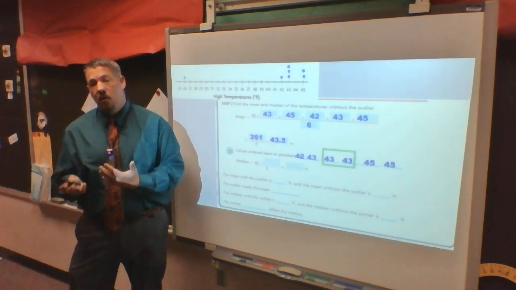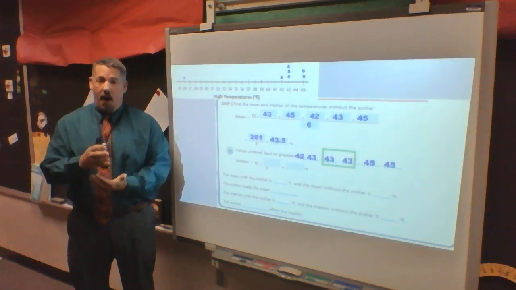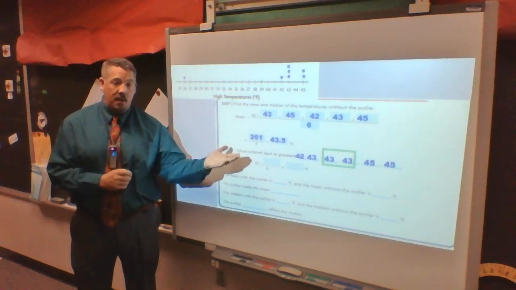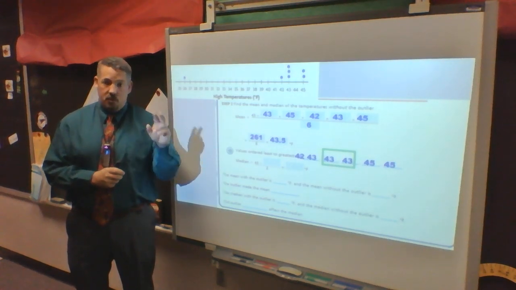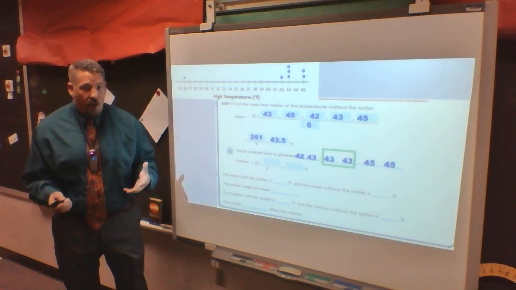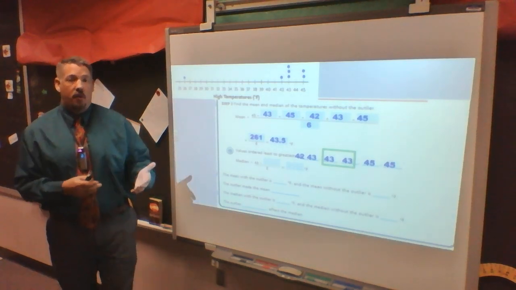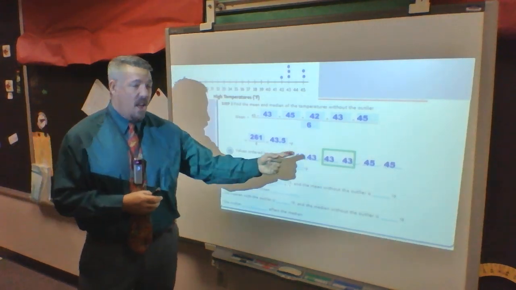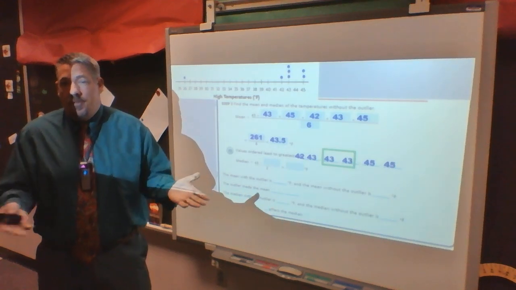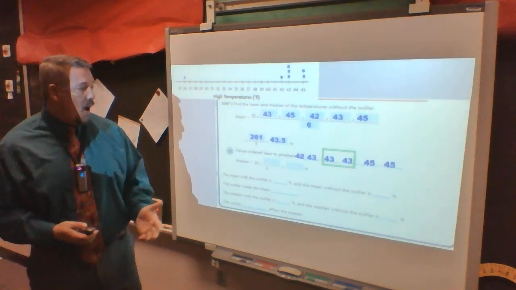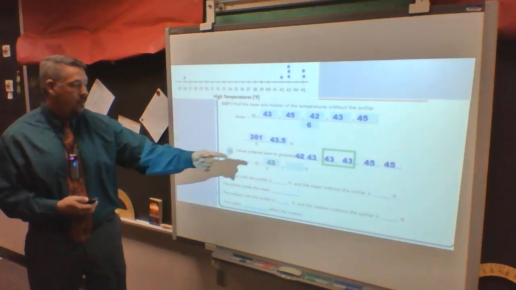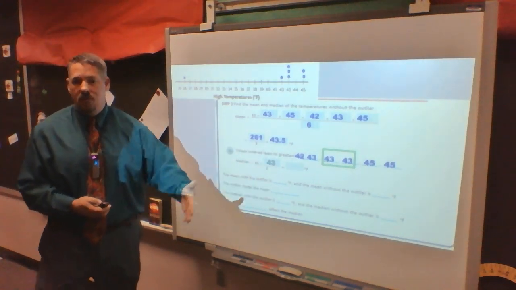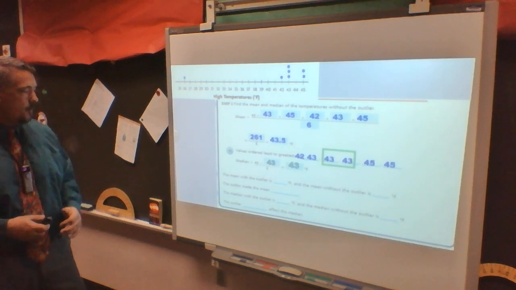Now, when we did median, we talked about finding the middle number of an even number of data. Then we said we had to add them together and divide by 2, because there were 2 numbers we added together. However, this one's easy, just like one of your homework assignments last night. If it's the same number that's in the middle, then my median wouldn't change. I could add it together and I would get 86, but 86 divided by the 2 is still 43. So it doesn't change it, so it's just 43.